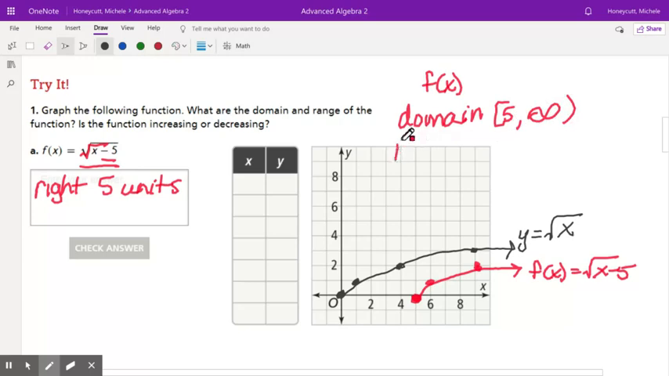The range, now I'm looking at y values. The graph of f starts at 5, 0. So the x value is 5, but the y value for the range where it starts is 0. So the range is from 0, and then the graph continues to increase after that. Then there's a question, is the function increasing or decreasing? Well, because after 5, 0, the y values continue to get bigger, f of x is always increasing.